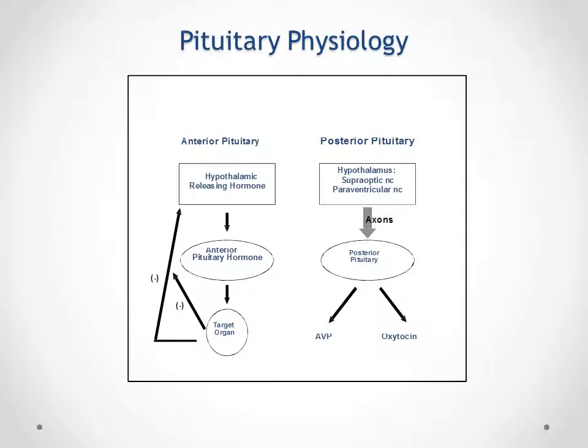Again, if we look at the specific hormones on each side of the pituitary gland, in the anterior portion, we have the hypothalamic releasing hormones that control the anterior pituitary hormones and the target organs. And in the posterior portion of the pituitary gland, the hypothalamus, supraoptic, and paraventricular, leading to the posterior pituitary and producing the AVP and oxytocin, as mentioned earlier.